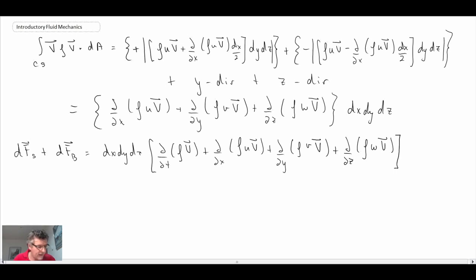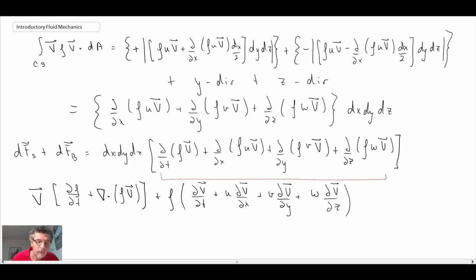So we have that. Now, what we're going to do is zoom in on this term here, the whole term in brackets, and play around with that a little bit more, and we're going to use continuity. And it turns out that you can rewrite that term in the following manner. So what can we do with this? Well, it turns out that this here is continuity. And we know from continuity that it is equal to zero. So that term disappears. What we are then left with for conservation of linear momentum is the following.